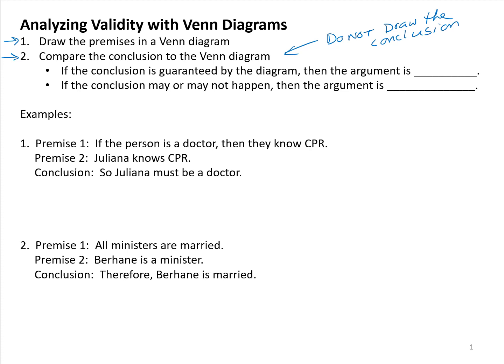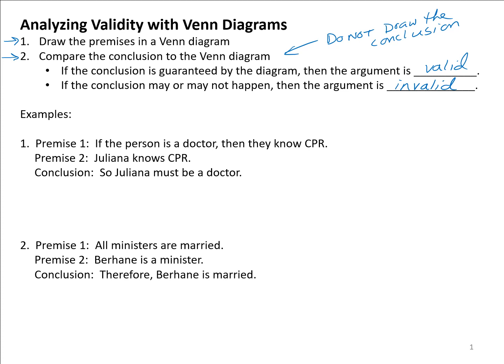Now, if the conclusion is guaranteed by the diagram, then the argument is valid. If the conclusion may or may not happen according to the diagram, then the argument is invalid. Or you could say not valid, invalid or not valid. So let's look at a couple examples, and we're going to see one is valid and one is not, and hopefully this will make a little more sense.